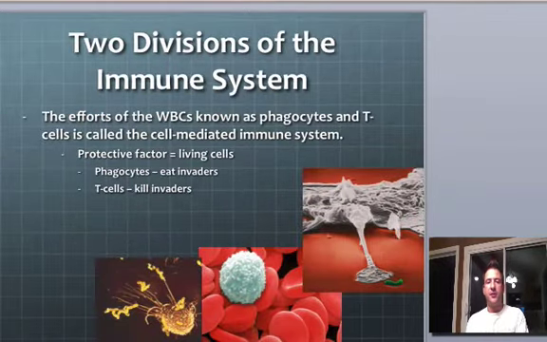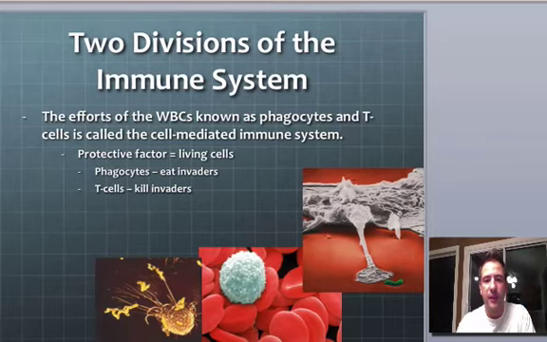Now there's two divisions of the immune system, okay? The effects of the white blood cells, which we're going to call macrophages, and then the T cells, which are the natural killers, is called the cell-mediated immune system, okay? Those are the things that are going to attack the cells and kill them. They're just going to engulf them and blow them apart.